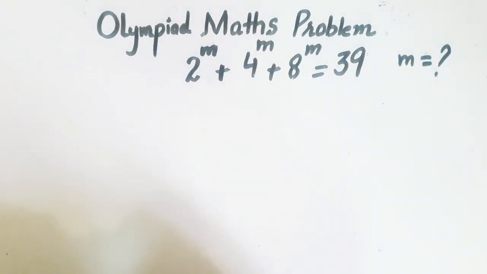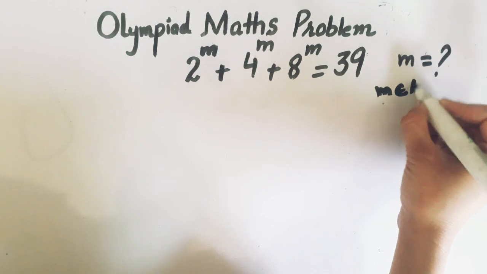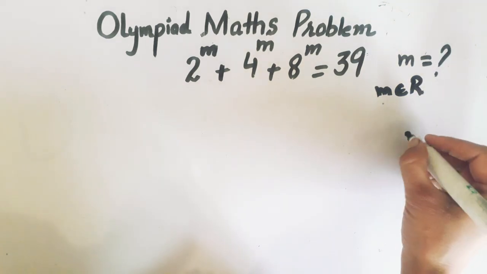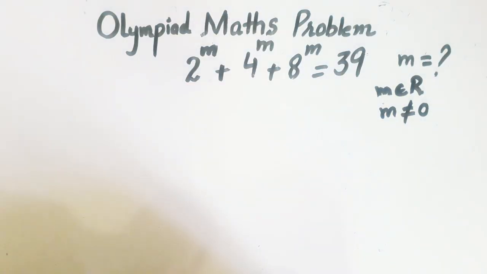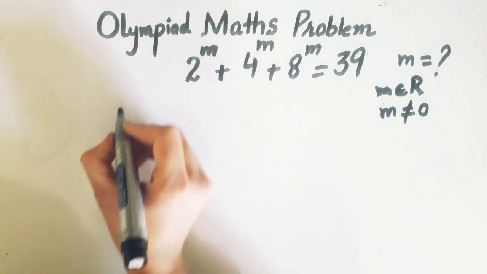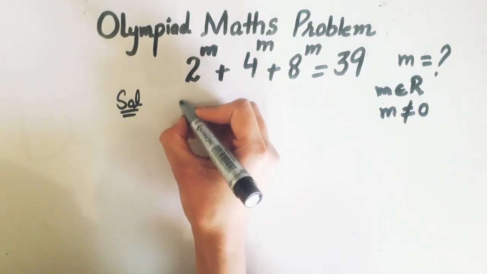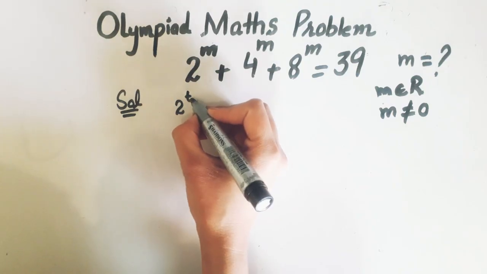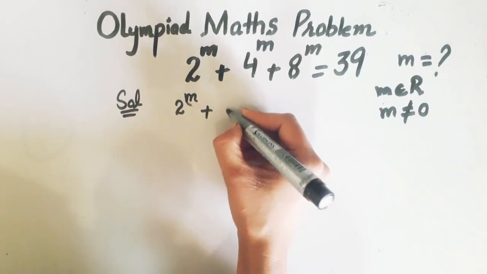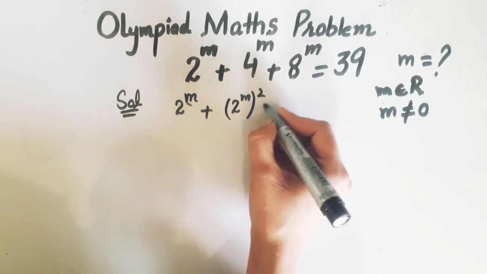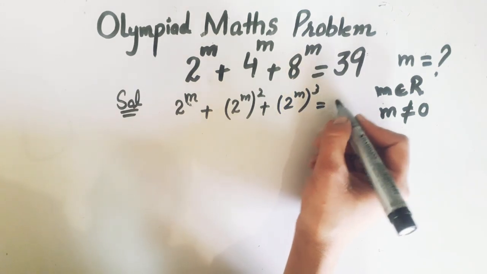We will start with the condition that m must belong to the real numbers. That means it cannot be complex or imaginary, and m cannot be equal to 0. So we will solve this by making a supposition here. Taking the left hand side, we write 2 raised to power m plus 4 as 2 raised to power m squared, and 8 as 2 raised to power m cubed, and that equals 39.